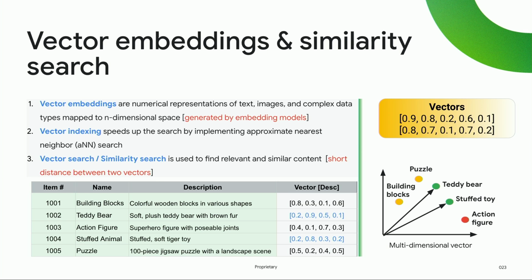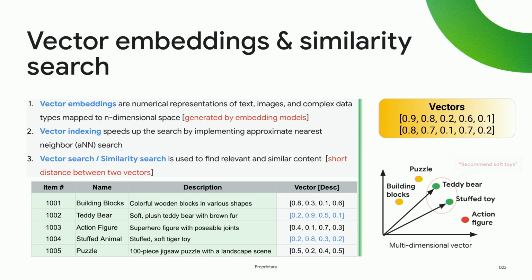Just to give another example here. With vector embeddings, we talked about how you convert data into numbers using embedding models, then you create a vector index on top of it, and then you can run the search on top of it. At the bottom you can see a table, which is a sample of a toy store, where you have a bunch of toys with a description, and we create a vector on top of the description. So you can see some random numbers there.